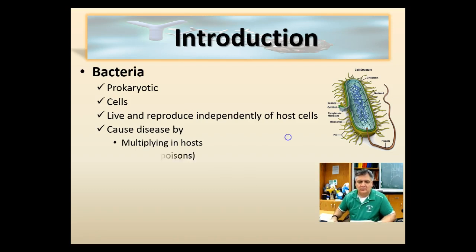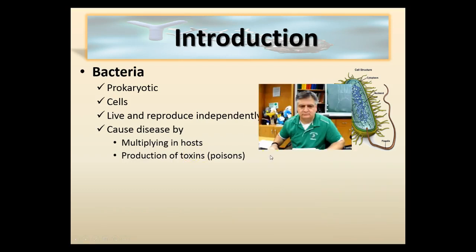A second way that bacteria cause disease is through the production of toxins or poisonous substances. So these are chemicals that bacteria release as a part of their physiology into the tissues that surround them. And these poisons or toxins can cause damage to the cells of those tissues.